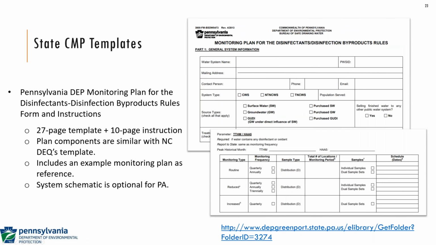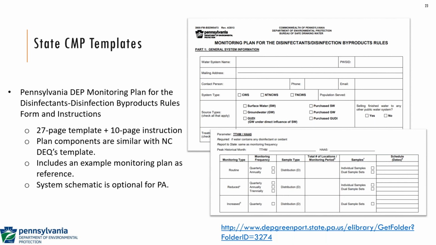The next template is from Pennsylvania DEP. Pennsylvania has an extensive DBP program and has a variety of useful resources on their web pages. One of them is their compliance monitoring plan template, which is 27 pages long with 10 pages of instructions. At first glance, you might think this is significantly longer than the other ones, but the components on the template are pretty much similar to North Carolina DEQ's and some other states that have all this comprehensive information on their template. But for Pennsylvania, they actually do include an example of a completed template, which can be used as a reference guide when completing your own plan.